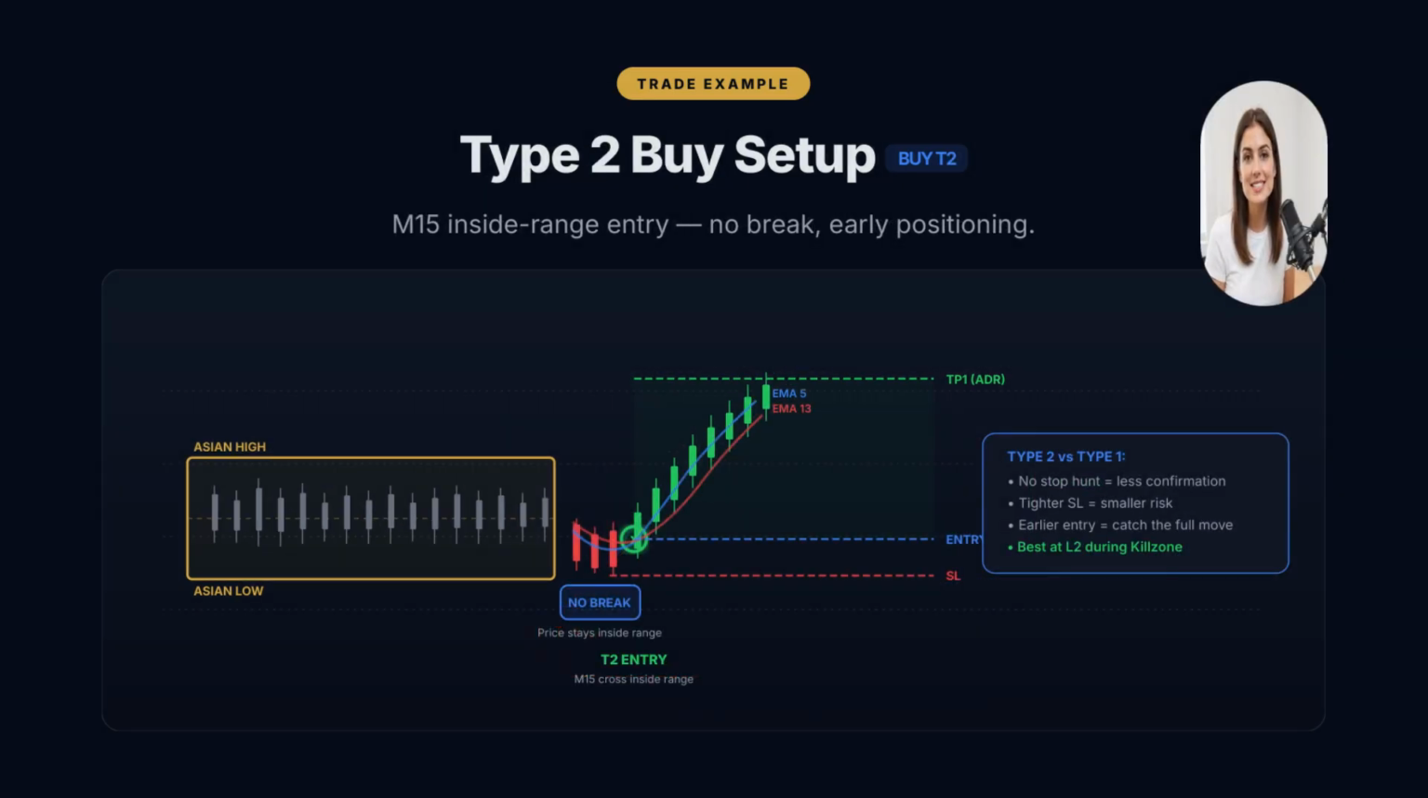Type 2 is the inside range entry. Price does not break the Asian range, it stays inside. The EMA 5 crosses above EMA 13 on M15 inside the box. This is less aggressive than Type 1 because there's no stop hunt confirmation, but it catches the move early when the market maker decides to push without the fake out. Stop goes below the signal candle low.